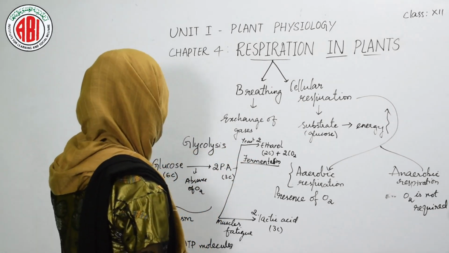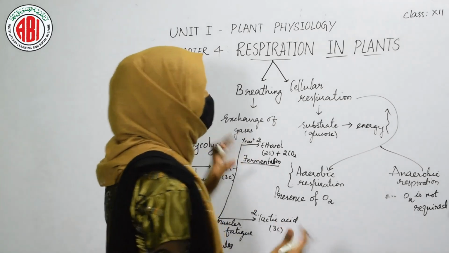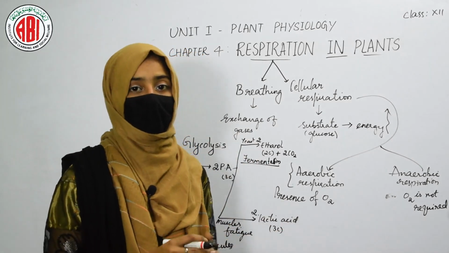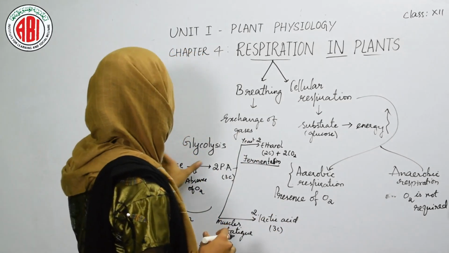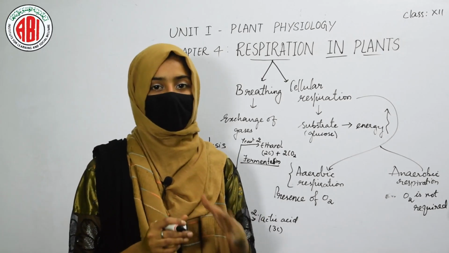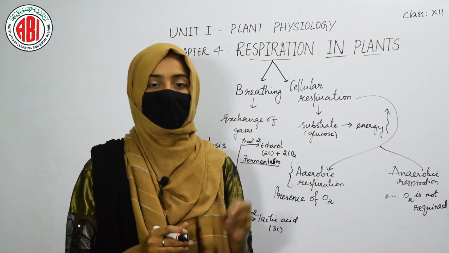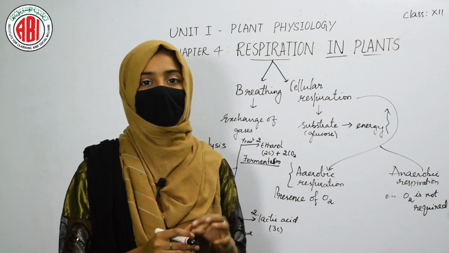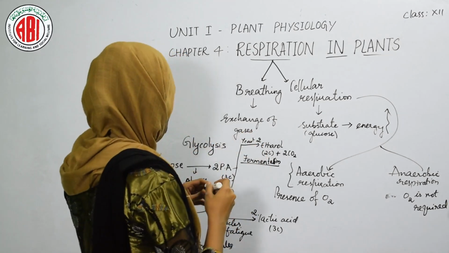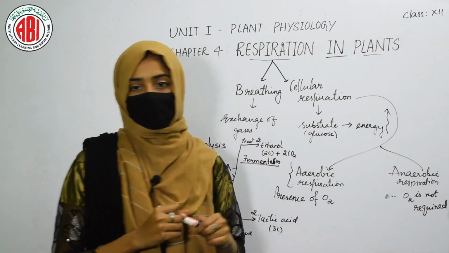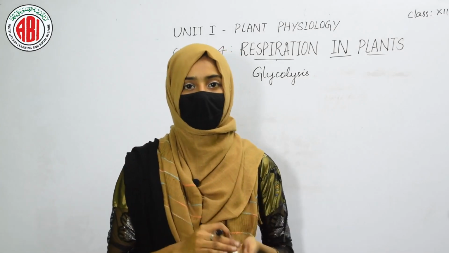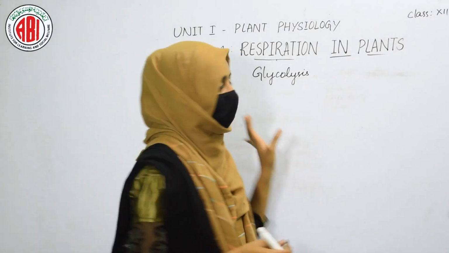Now let us move to aerobic respiration. Let us see how aerobic respiration takes place. Glycolysis is a process which completes all its reactions in 10 steps. So glycolysis is a 10-step process. Let us see how it undergoes the different reactions, all the 10 steps that comprise the pathway called glycolysis.